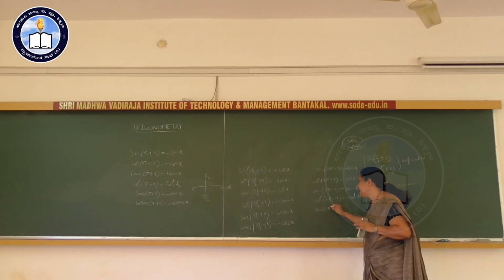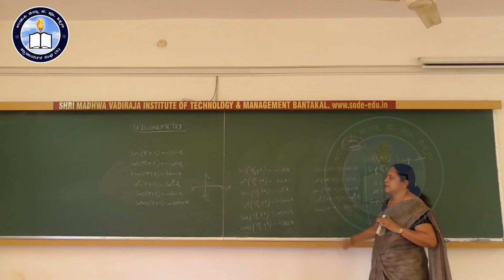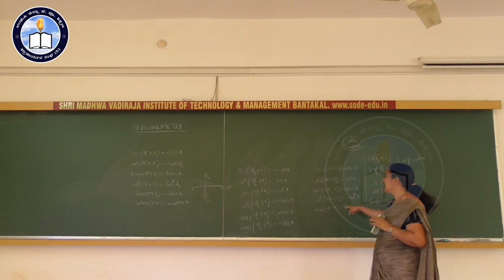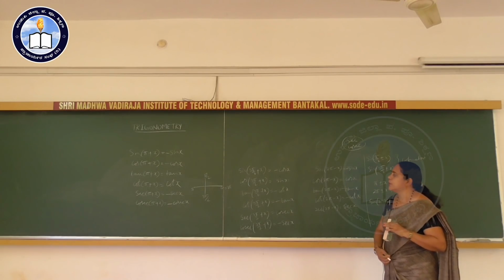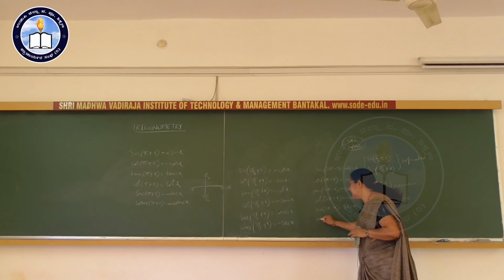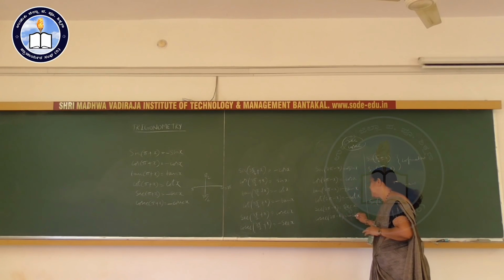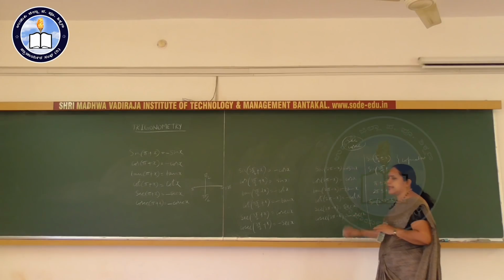Secant of 2 pi minus x is equal to plus secant x, because in the fourth quadrant cos and secant are positive, and the remaining trigonometric functions are negative. And cosecant of 2 pi minus x is equal to minus cosecant x.